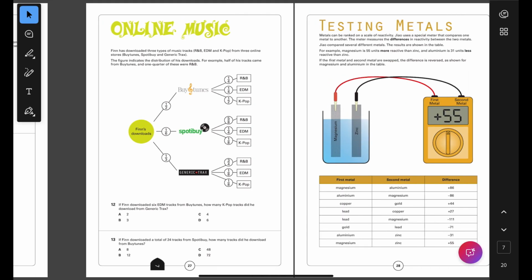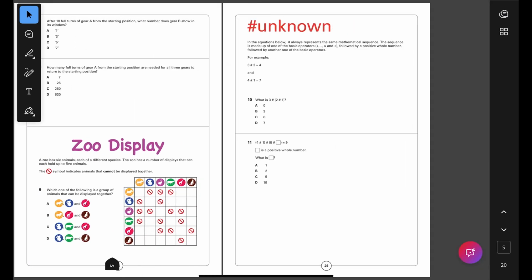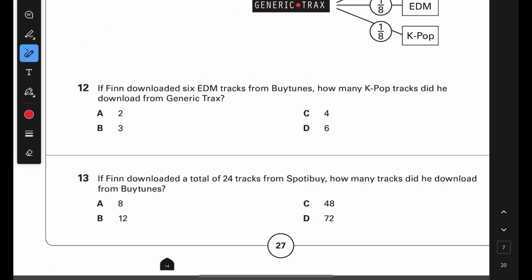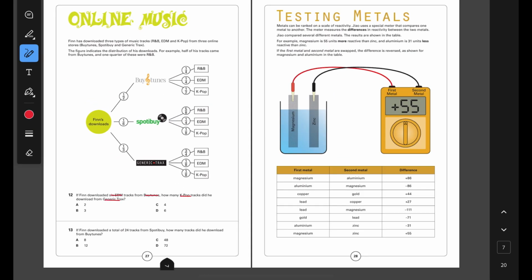First, let us read the question. The 12th question is, if Finn downloaded 6 EDM tracks from iTunes, how many K-pop did he download from generic tracks? Okay, so let's find out this first. So 6 EDM from iTunes, so this is equal to 6.